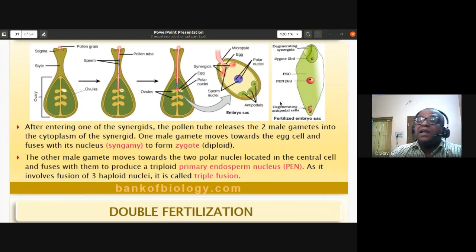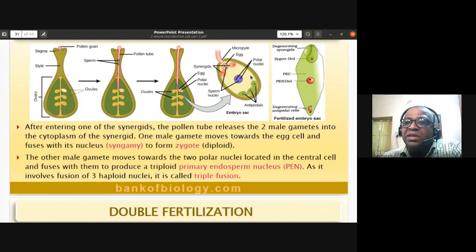The antipodals also degenerate. Since there are two sperms, one of the sperm cells fuses with the egg cell to form the zygote, and another sperm cell fuses with the secondary nucleus to form the primary endosperm. So these two types of fertilization are there. That is why we call it double fertilization in angiosperms, because they have two sperm cells. One of the sperm cells fuses with the egg cell. That process we call syngamy.